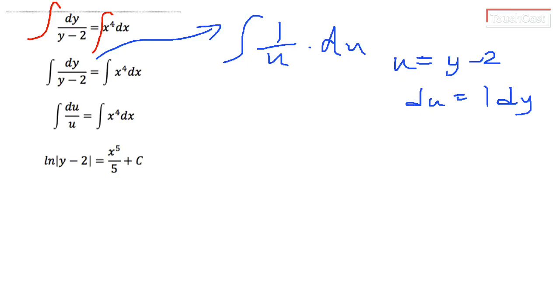So at this point on the AP test, you've earned probably 3 or maybe even 4 points. 1 point for separating the variables, 1 point for integrating, especially with a u substitution on the left-hand side to get natural log of the absolute value of y minus 2. Probably another point for getting the right antiderivative on the right-hand side. And maybe even a 4th point for remembering your plus c, your constant of integration.